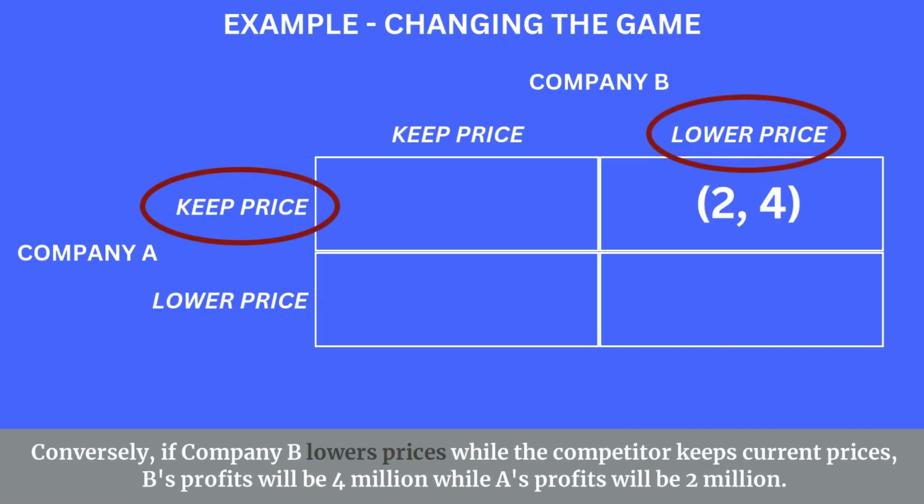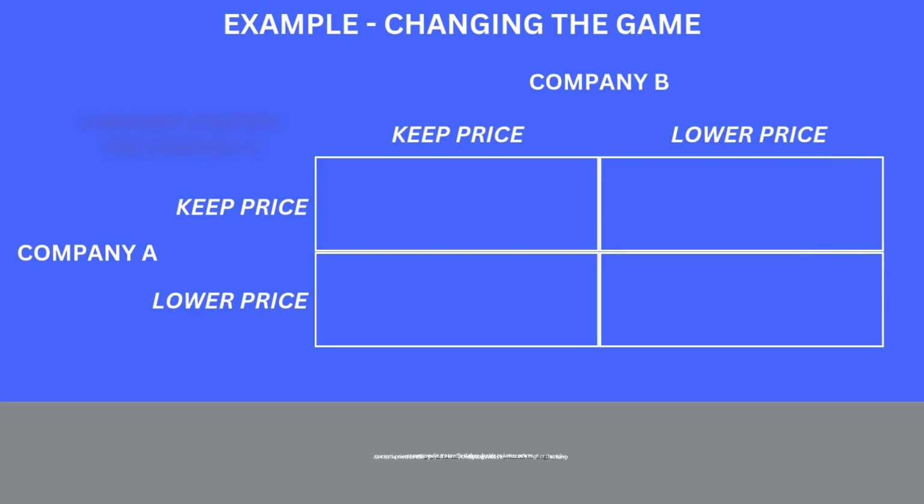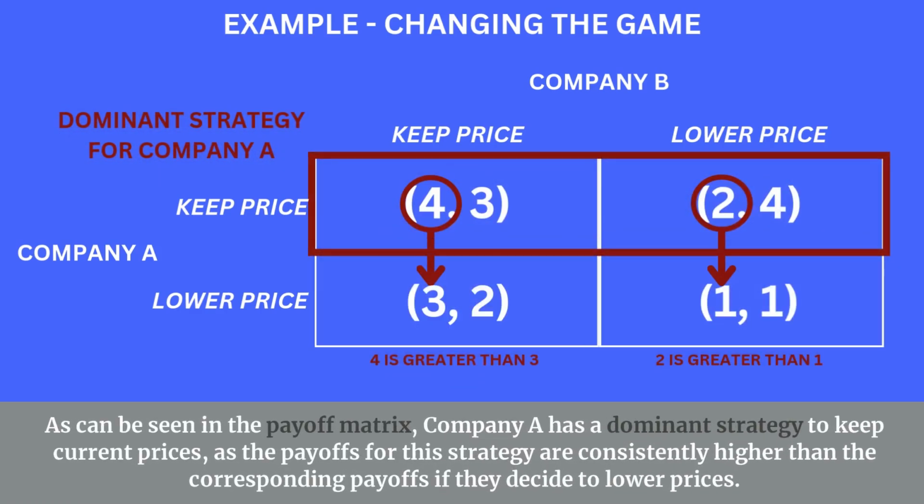Conversely, if Company B lowers prices while the competitor keeps current prices, B's profits will be 4 million while A's profits will be 2 million. As can be seen in the payoff matrix, Company A has a dominant strategy to keep current prices, as the payoffs for this strategy are consistently higher than the corresponding payoffs if they decide to lower prices.